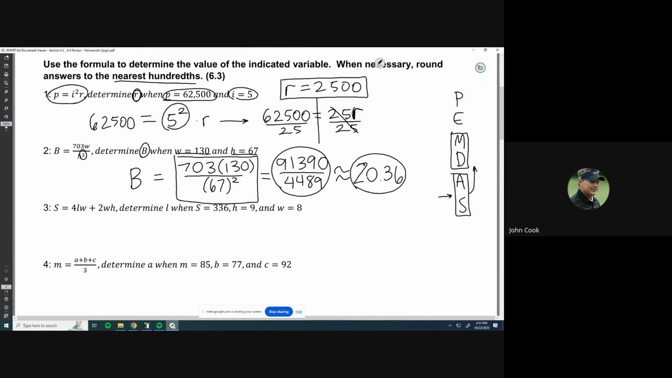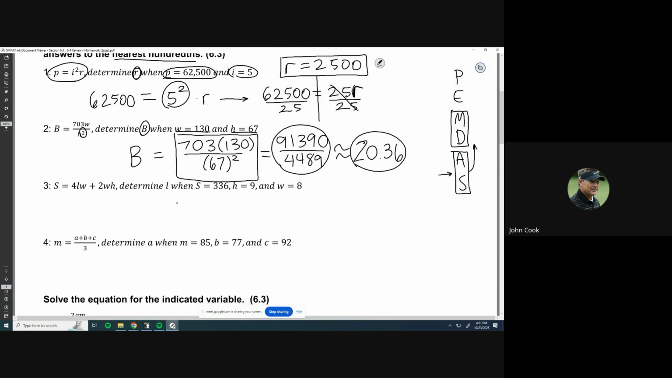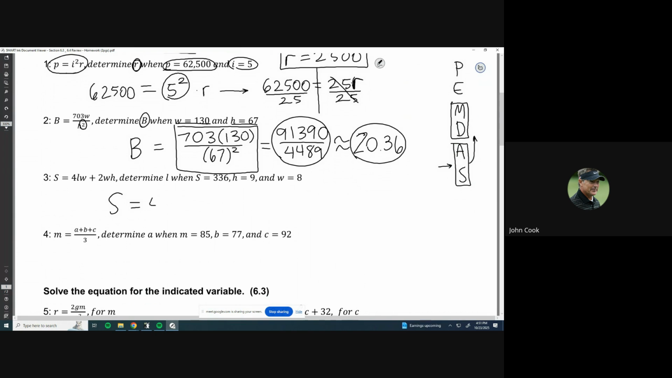All right. So there's number 2. Number 3. So I've got this equation. S is equal to 4 times L times W plus 2 times W times H. And I'm given the S value, which is 336. I'm given the H value, which is 9. And I'm given the W value, which is 8.